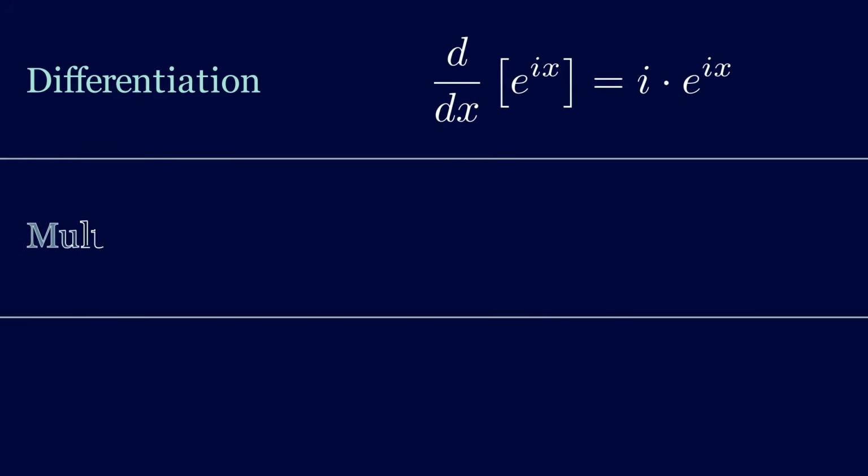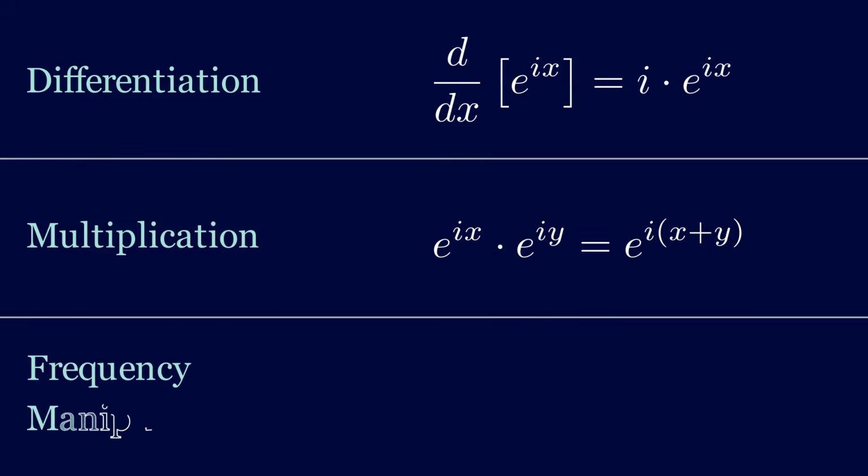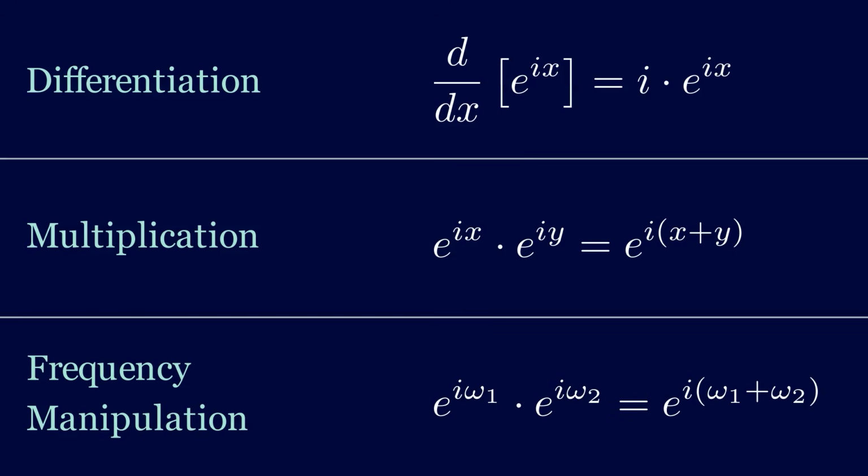A question you might have at this point is why? Why convert trigonometric functions to an exponential one? Why convert complex numbers to an exponential one? The reason we use an exponential instead of trigonometric functions is because they're significantly easier to differentiate, multiply, and manipulate the frequency of compared to trigonometric functions.